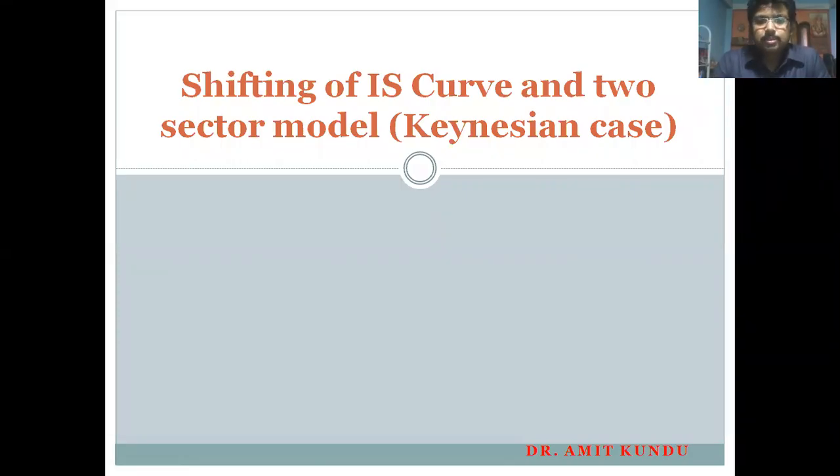Today I am going to introduce the shifting of the IS curve and the two-sector model, the Keynesian case. Well, before going into this analysis, I will try to shed some light on the shifting of the IS curve and LM curve.